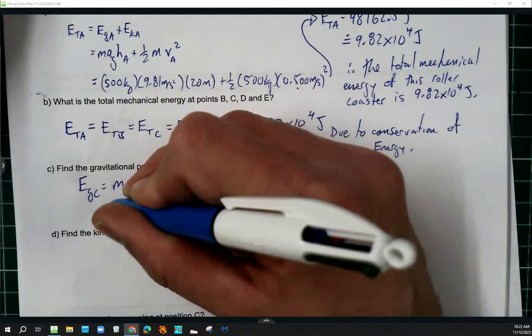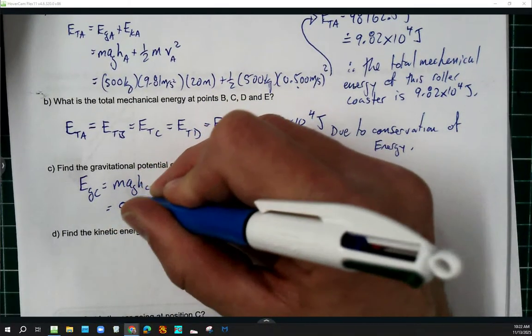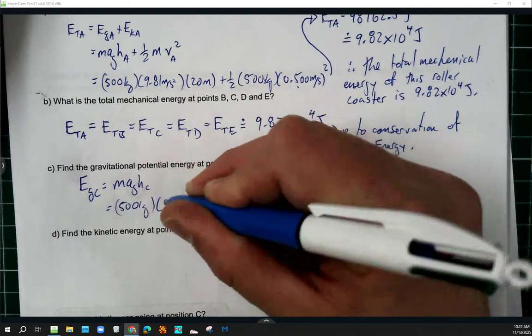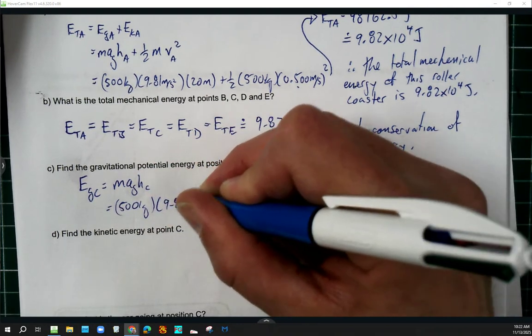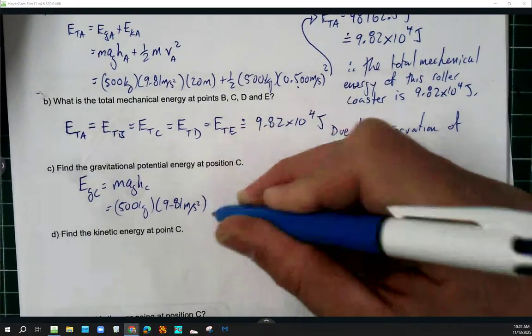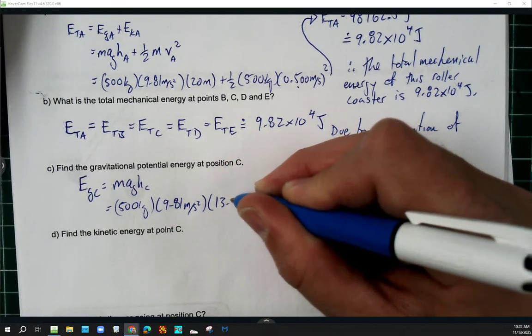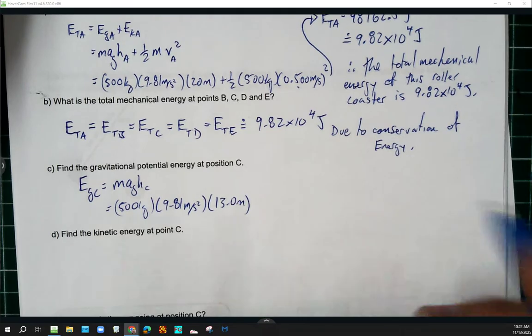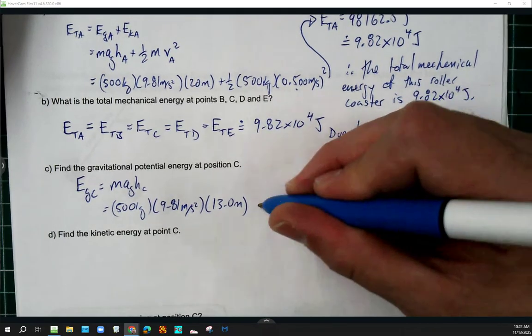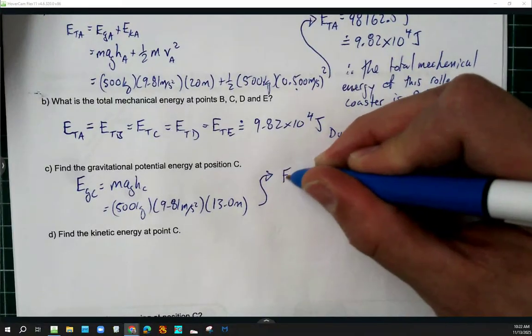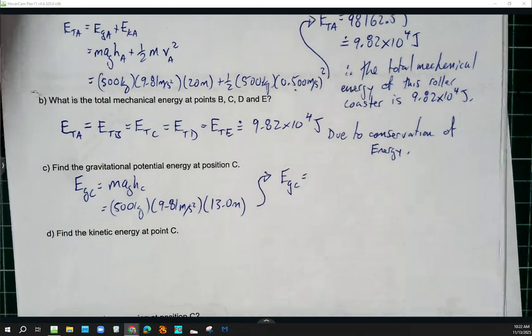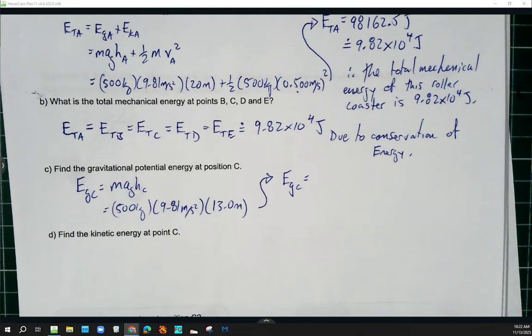C. 500 kilograms, 9.81 meters per second squared. Height C, we just said, was 13.0 meters above the ground. That's at the top of the loop-de-loop. If you want to go back and look yourself. So this seems like a fairly straightforward calculation. This one should start with a 6, though. Make sure you get it.